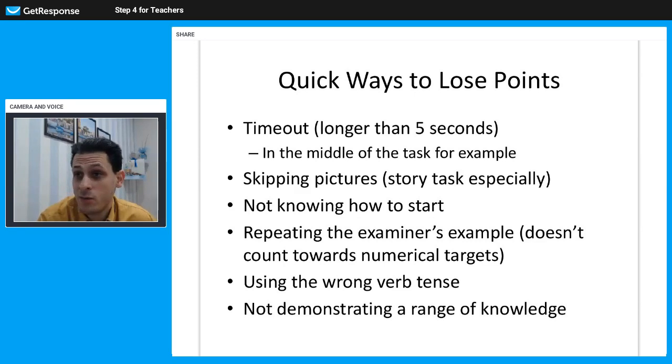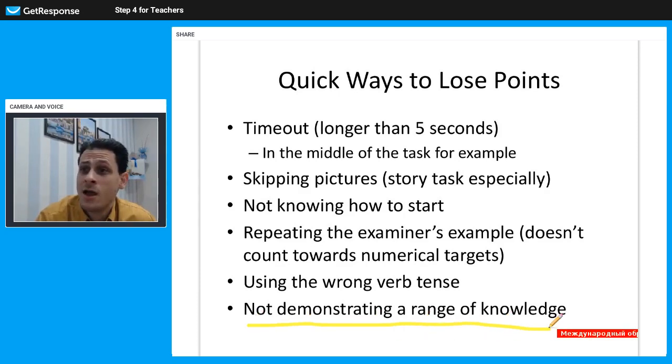Repeating the examiner's example, remember for the story, the examiner usually starts it. Wrong verb tense. And last but not least, not demonstrating a range of knowledge. So this can be in any of the tasks. No comparative, no verb tenses, no descriptions, continuous actions. If a student at step 4 is using step 3 knowledge to answer, that is of course a fail. The person hasn't mastered this level.